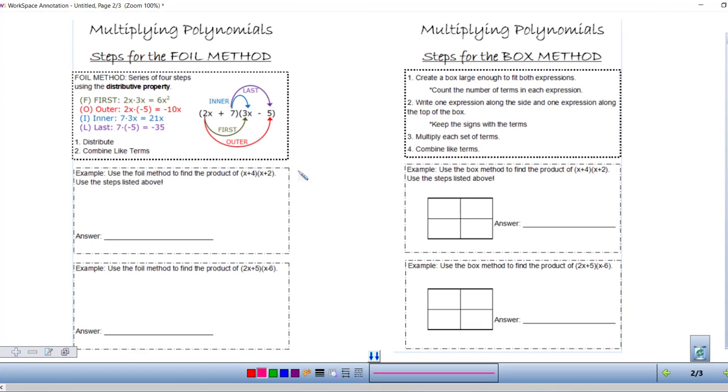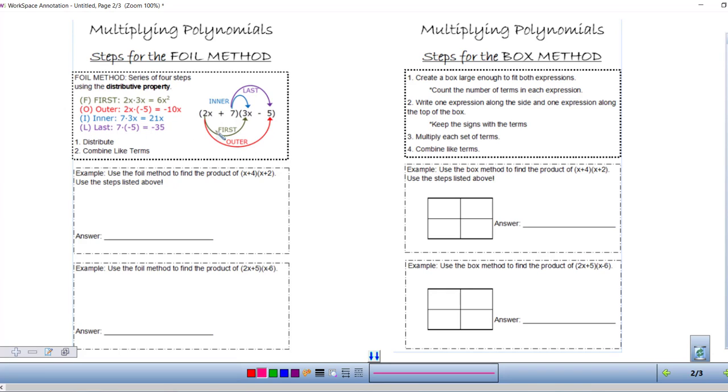Next, we're going to look at multiplying binomials. Remember, a binomial has two terms. There's two different methods we use for multiplying binomials. We have the FOIL method and the box method. The FOIL method is FOIL because it stands for first, outer, inner, and last.